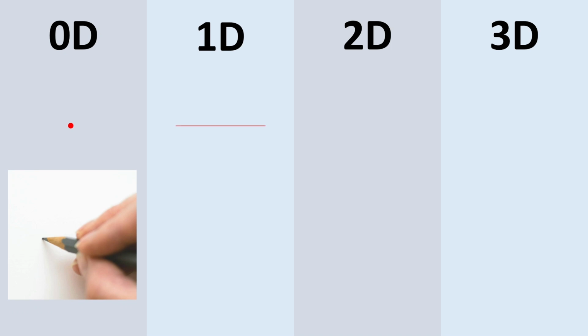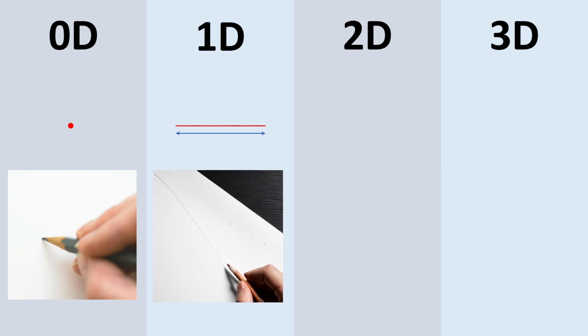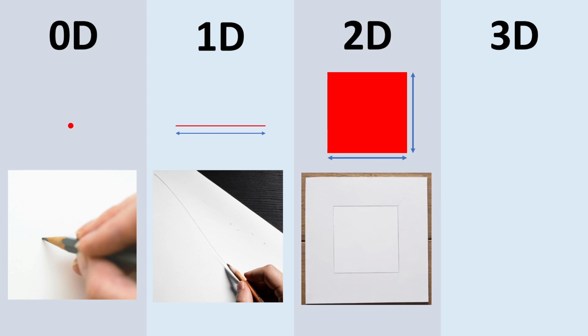Moving on to 1D. Imagine drawing a line on a paper. This has only one measurable dimension. So it is a 1D shape. And let's move to 2D. Imagine drawing a square. This has two dimensions, the length and the breadth. So it is a 2D shape. An example is drawing a square or rectangle on a piece of paper.